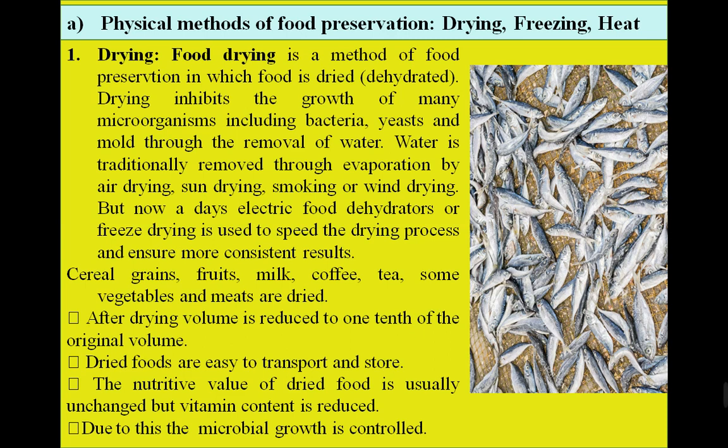For example, grapes. Cereal grains, fruits, milk, coffee, tea, and some vegetables and meats are also dried. After drying, volume is reduced to 1/10 of the original volume. Dried food is easy to transport and store. The nutritive value of dried food is usually unchanged, but vitamin content is reduced. Due to this, the microbial growth is controlled.